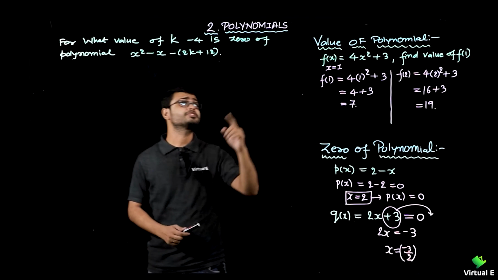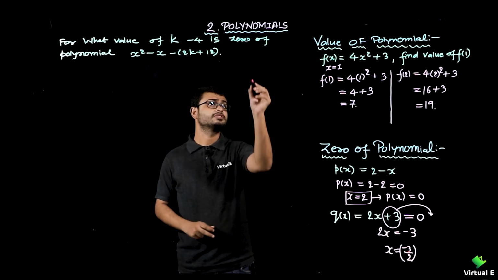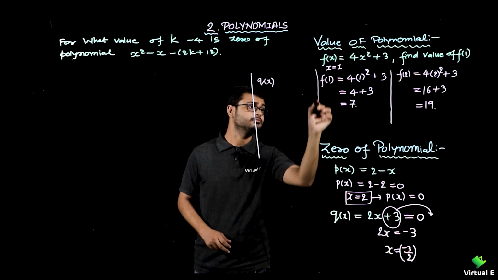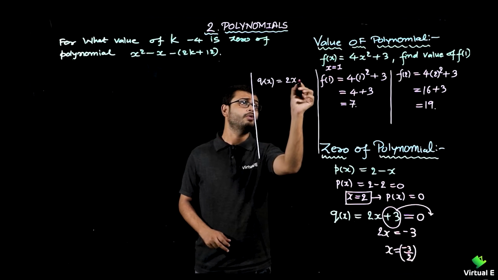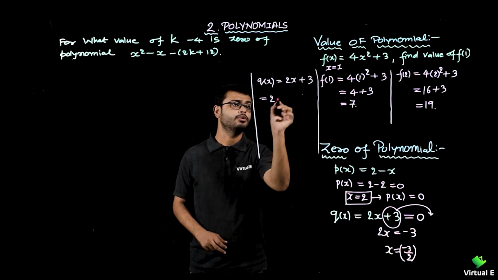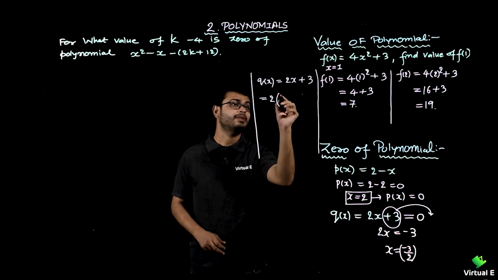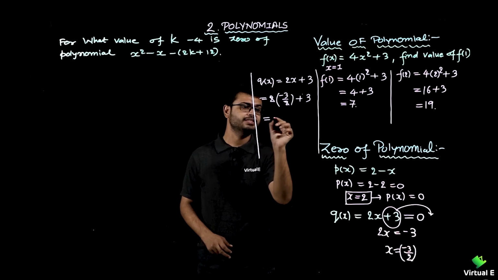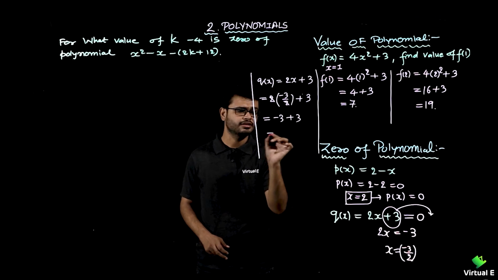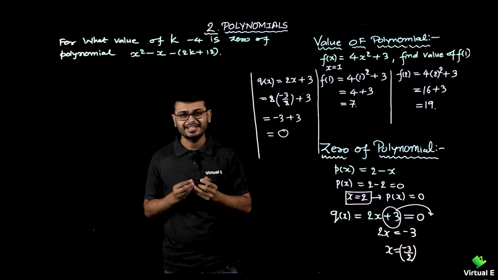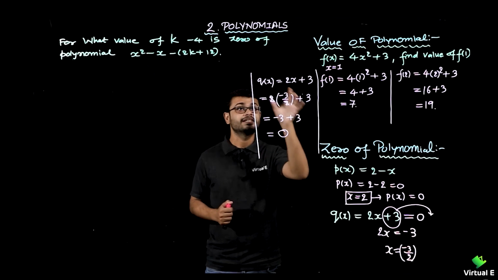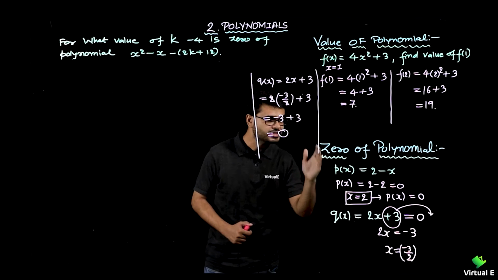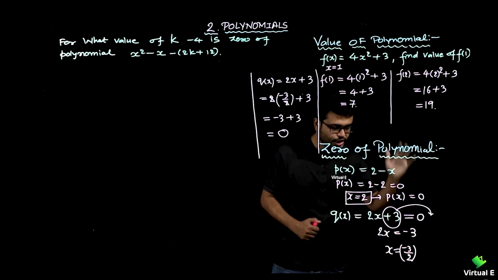Are you clear? Let's substitute. Are we getting 0 or not? So let's say now I have q(x) = 2x + 3. So 2, what value of x do I need to substitute? Minus 3 by 2, plus 3. So 2 will get cancelled. Minus 3 and plus 3, guess what? 0, right? This is what I started with. I wanted to get a value of x such that if I substitute it, I will get the answer 0. So this is how we calculate the zero of polynomial.